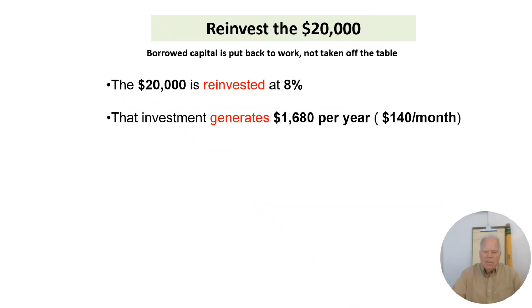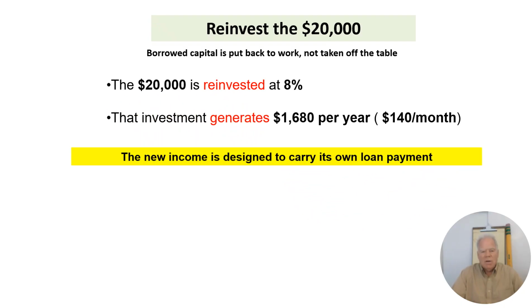Instead of pulling the $20,000 out, let's put it back to work. $20,000 reinvested at 8% yields about $140 a month, and your rent increase produced $200 a month. So you make a $140 loan payment and still have $60 per month in excess cash flow. And that's the key. Leverage works best when the new income carries the new debt.